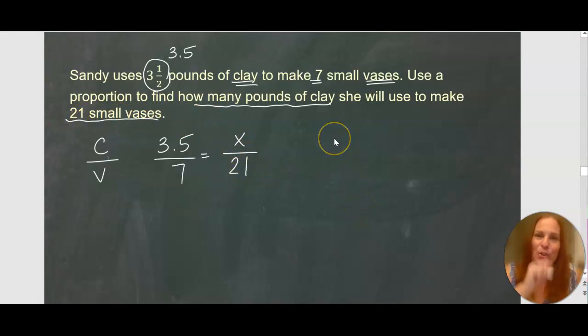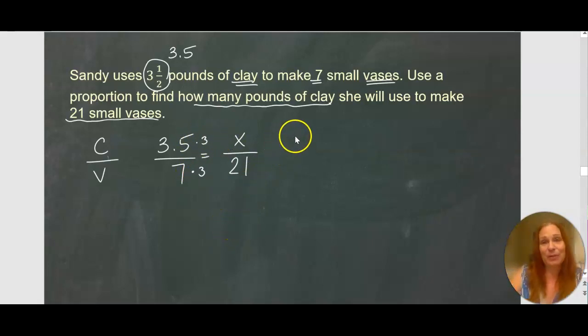Now, you might be looking at this and saying, if I were going to do this with equivalent fractions, right? Like you have the denominator, find the new numerator. You're looking at the bottom going, well, I know that 7 times 3 is 21. So I have to do 3.5 times 3. That's true. You can do it that way. So if I know that 7 times 3 is 21, I can multiply 3.5 times 3, and I get 10.5.